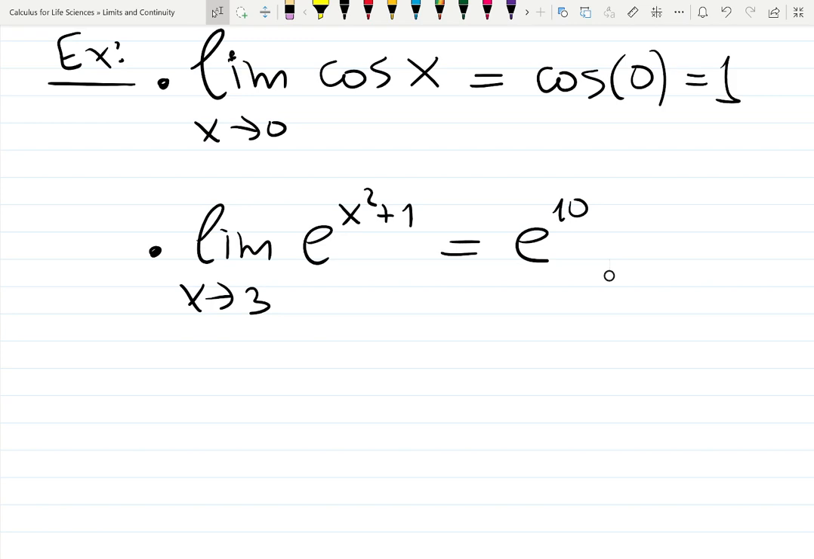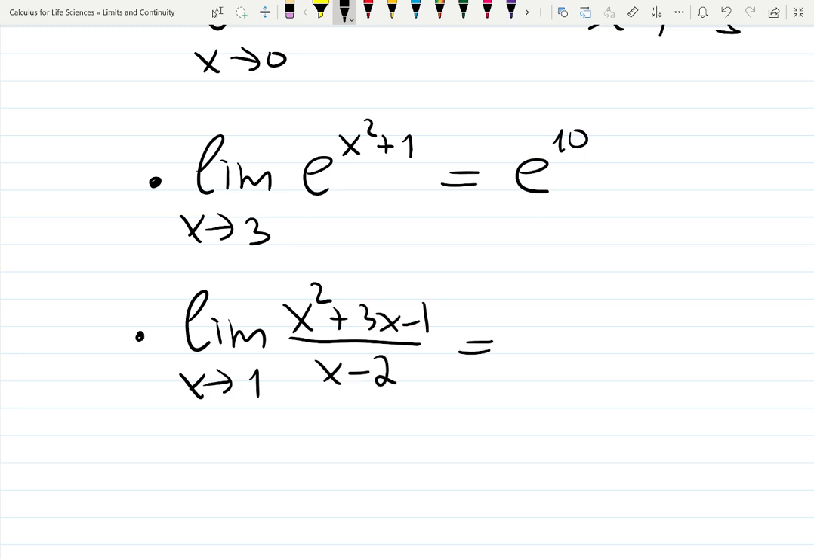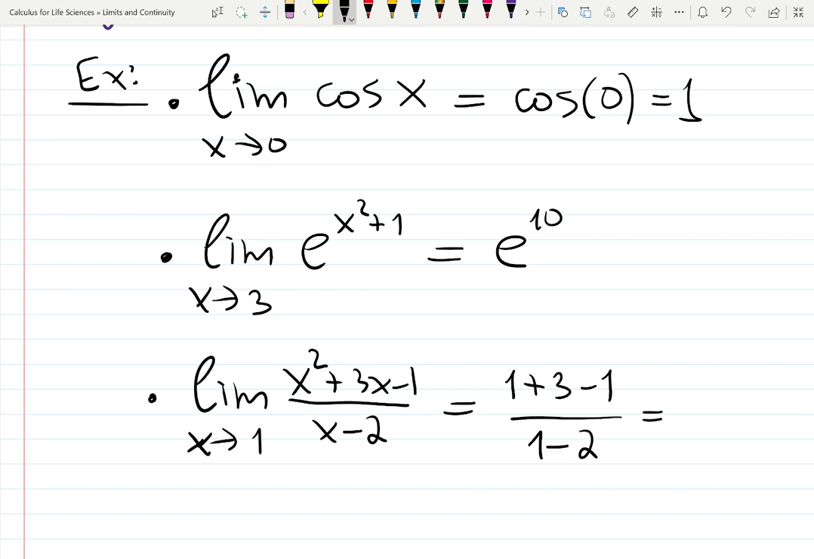And the last thing I wanted to show you is this. We're actually doing really good here. So good job if you definitely understand this. This one, last one. Limit as x approaches 1 of x squared plus 3x minus 1 over x minus 2. What is that? What do you think? Let's check. I don't know. 1 squared plus 3 minus 1 over 1 minus 2. Nothing bad happened. So it's going to be minus 3.